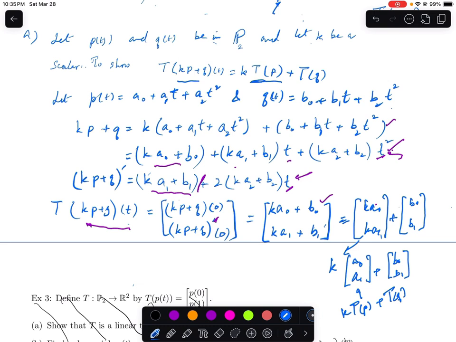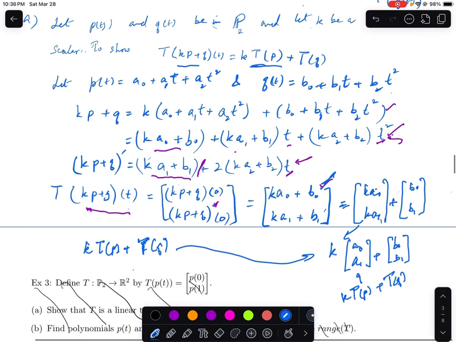Or you can leave it here and then go to the right hand side, and try to find the T of kp plus q. And you will see that you get the same answer that I have shown you. So this is how you show the linearity.